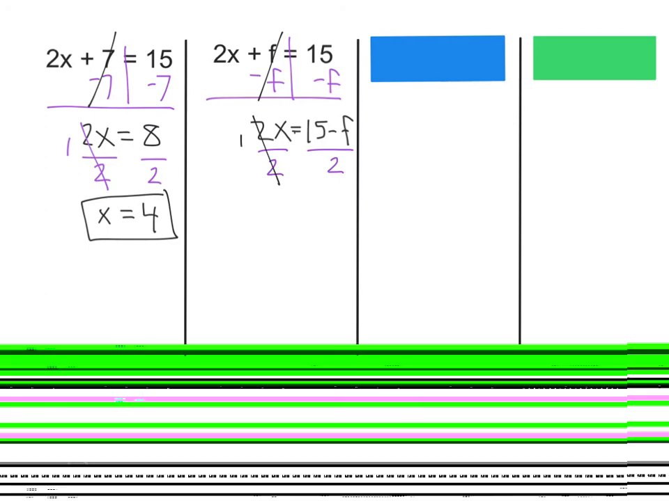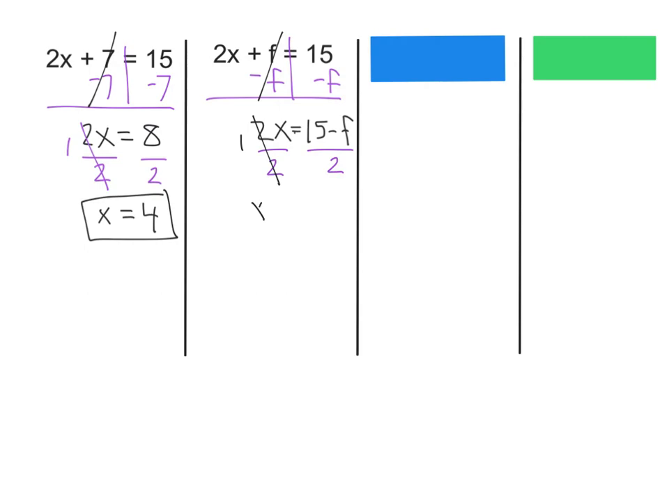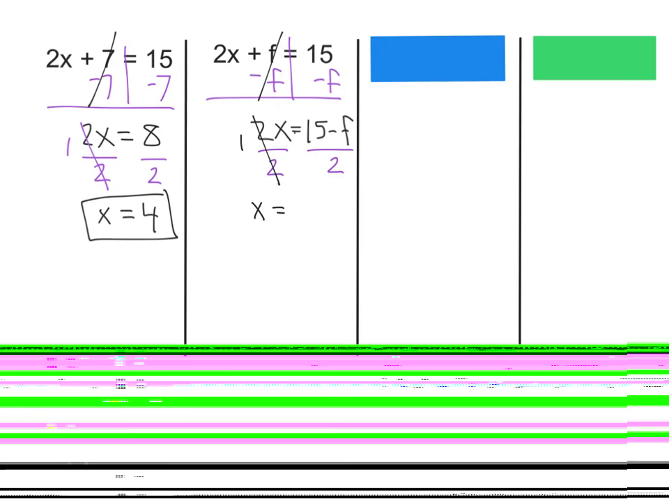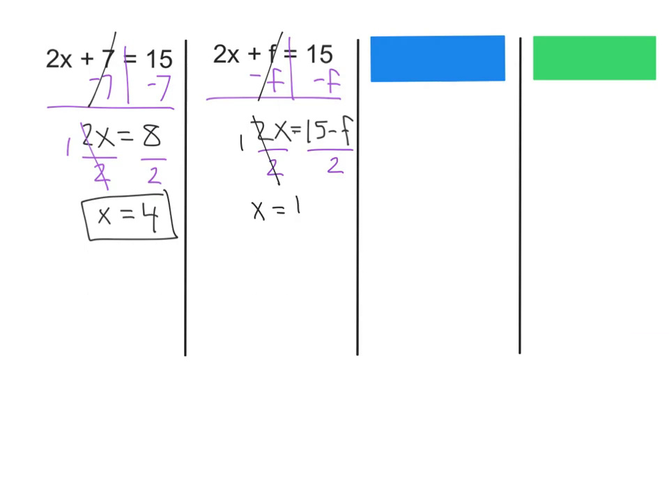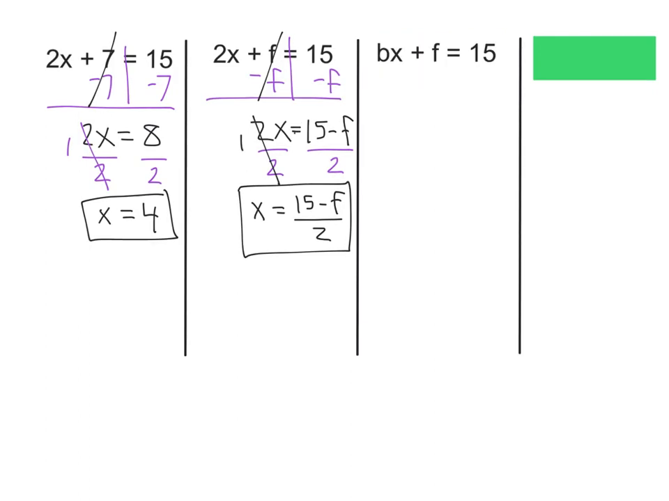2 divided by 2 is 1, so we're left with x equals, and on the right-hand side, again, we have 15 minus f over 2. And this is our final answer for what x is equal to. We can't do anything else unless we knew that value of f. So now, how about bx plus f equals 15?